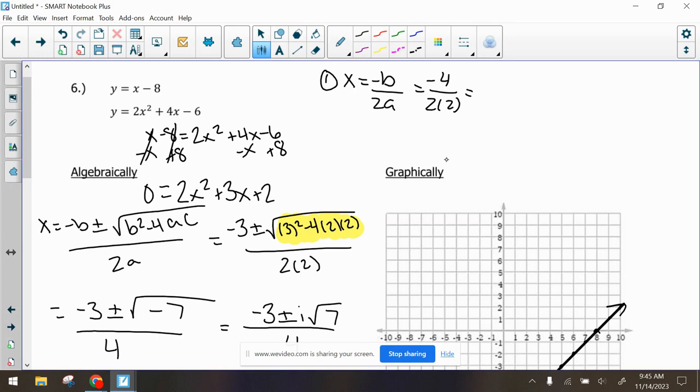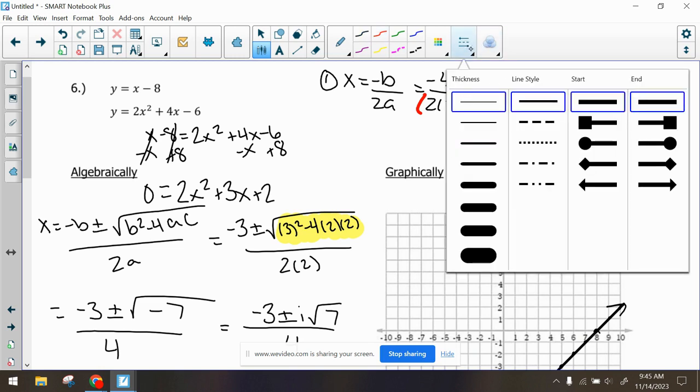Now when you do this, I would caution you against just typing this into your calculator, because if you don't include parentheses around the denominator, it's going to divide -4 by 2 and then multiply by 2, which is not what this is. Instead, 2 times 2 is 4, and -4 divided by 4 is -1.